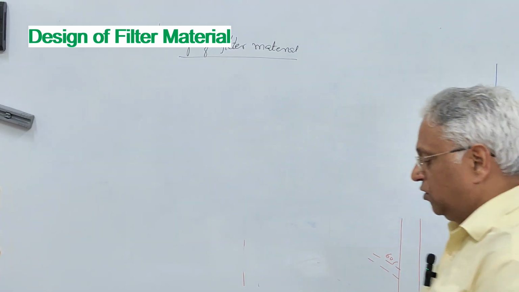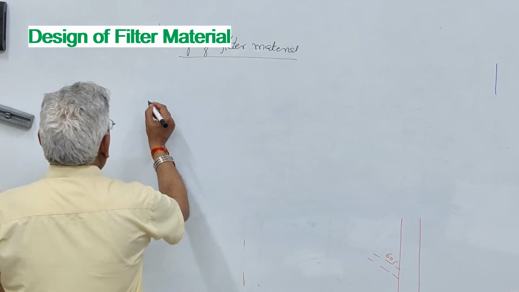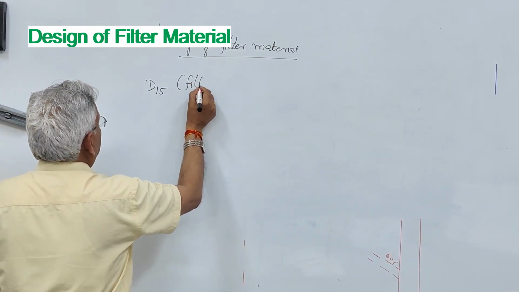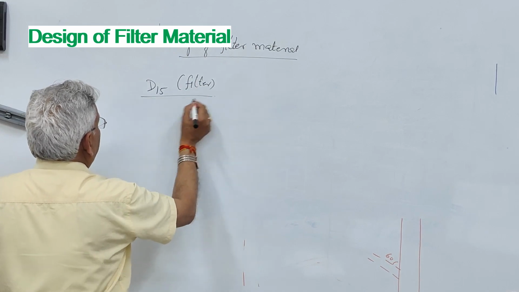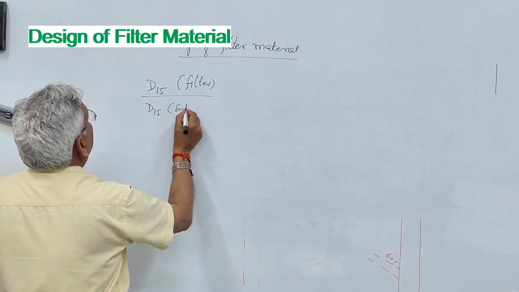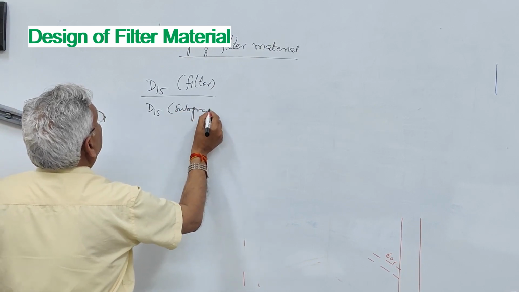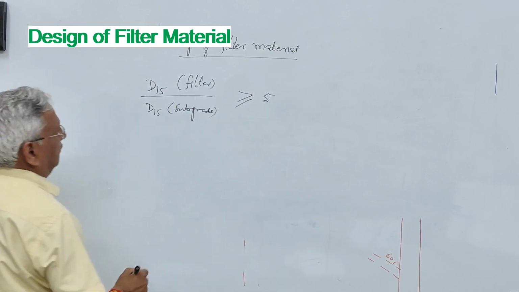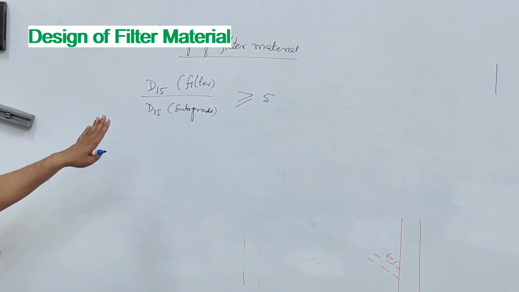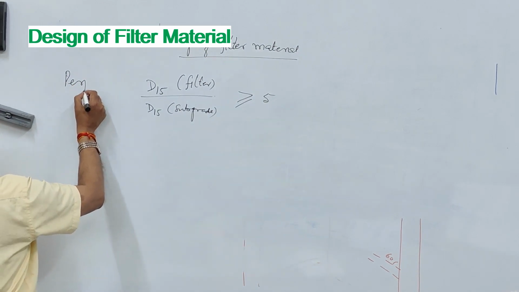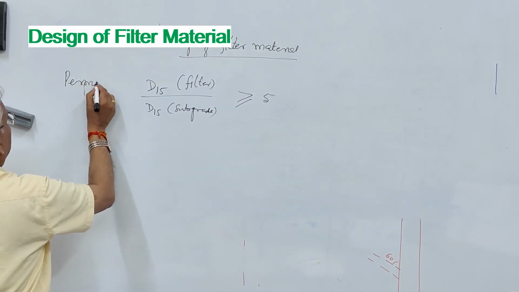And to satisfy these requirements, D15 of filter material divided by D15 of subgrade soil should be larger than or equal to 5. That is the permeability criteria, permeability ratio.